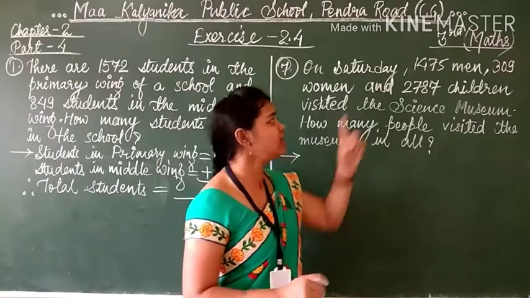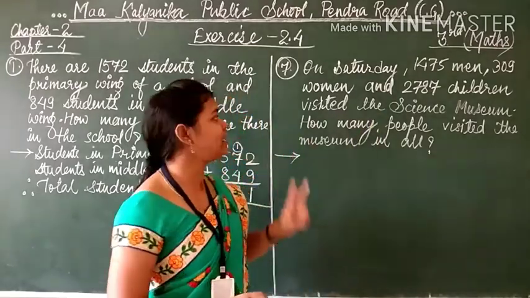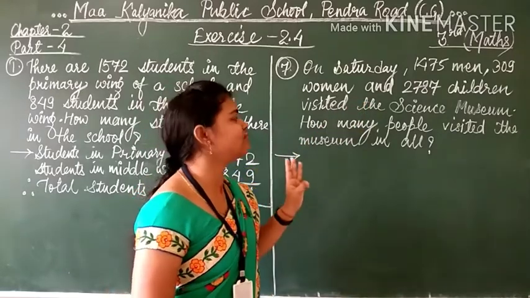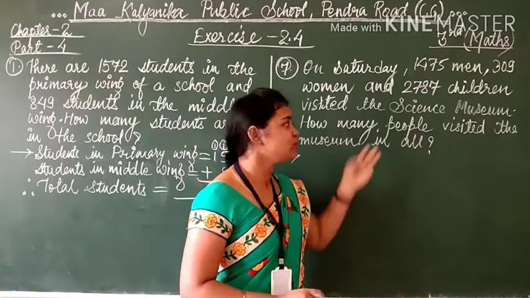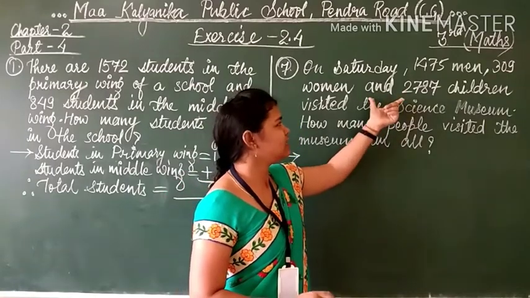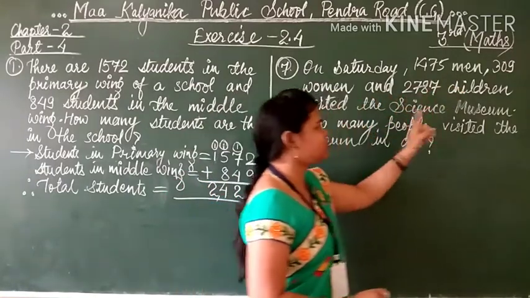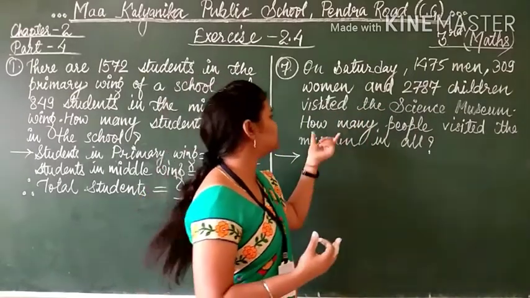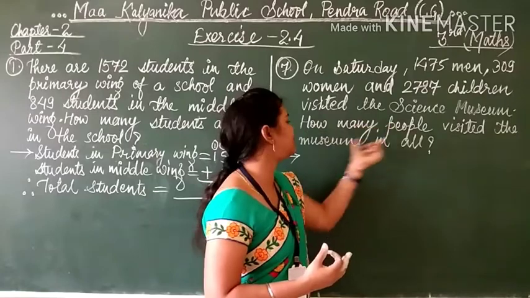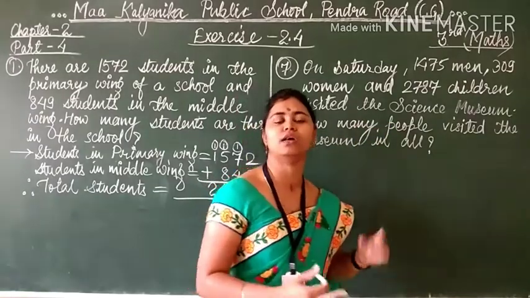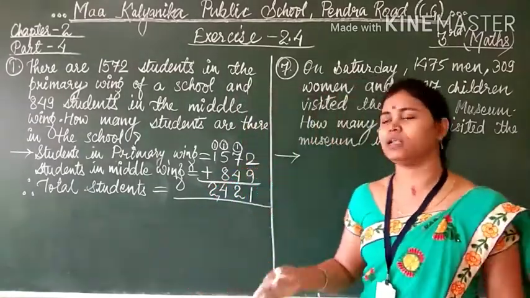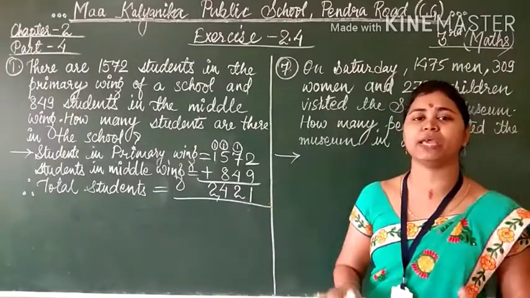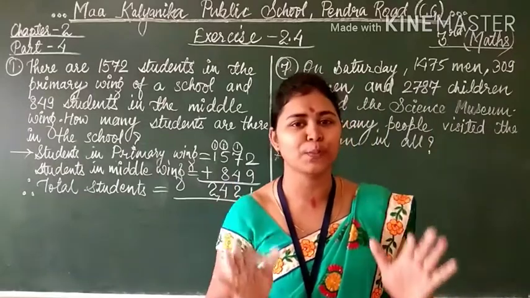On Saturday, 1475 men, 309 women, then 2787 children visited the Science Museum. So these three terms are there: men, women and children. Their numbers are given. Now, how many people visited the museum in all? In all means you have to find the total. How many total people visited the Science Museum?